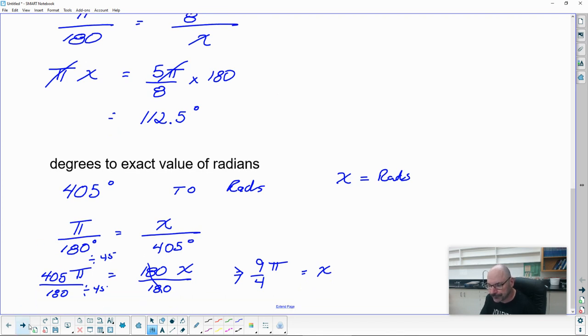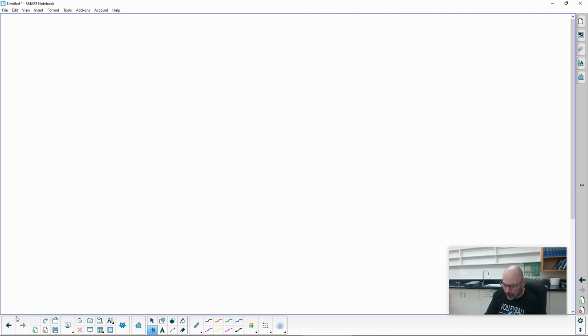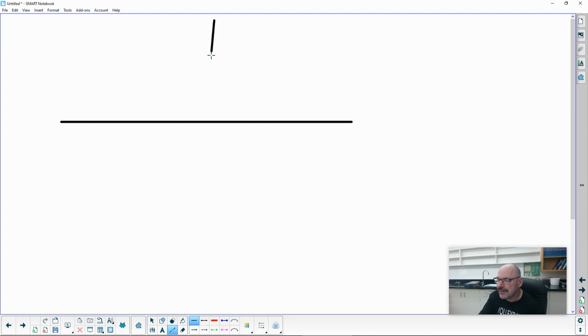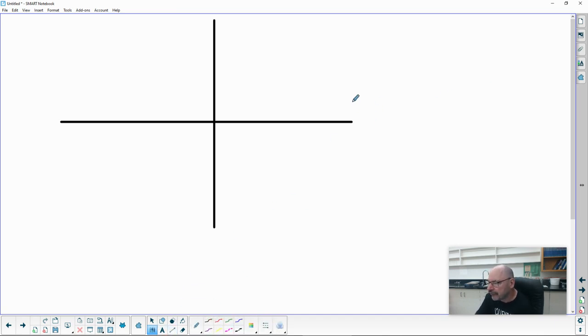If we have a four-quadrant system from a circle, and we just draw it in here like this. Just to remind everybody, typically we use Roman numerals to label quadrants. This is 1, this is 2, this is 3, and this is 4.